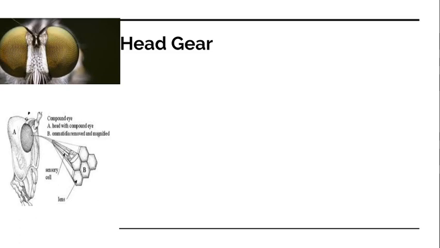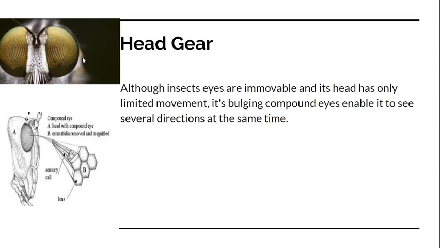Now we're going to talk about the headgear, and so everything we're talking about today is all around the head of the insect. And so we can see some things here, and the first thing we're going to talk about is actually what exactly is going on here. Now it says, although an insect's eyes are immovable, they cannot move their eyes around. They cannot look from side to side like we can. And its head only has limited movement. Its bulging compound eyes enable it to see several directions at the same time. And so that's what's going on with these crazy looking eyes here on this fly.